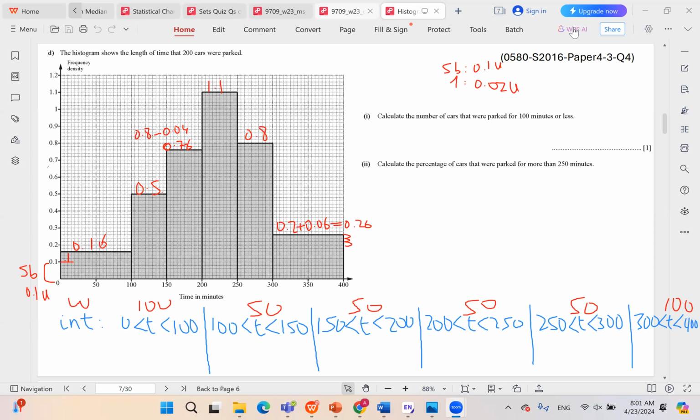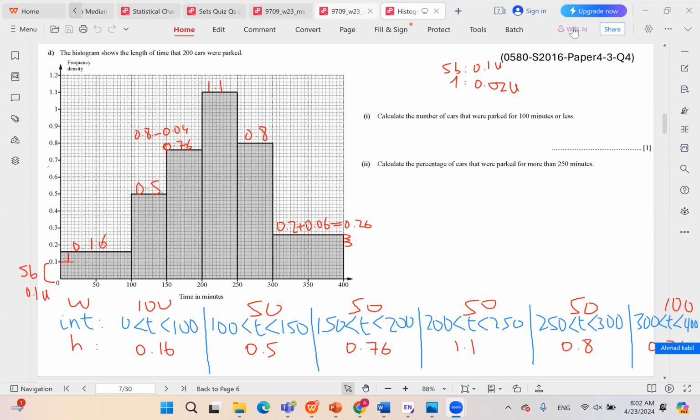So now let's write down the heights. So the heights are 0.16, 0.5, 0.76, 1.1, 0.8, and finally 0.26.